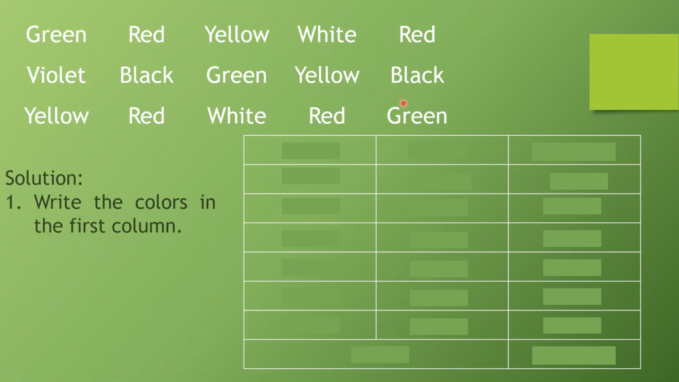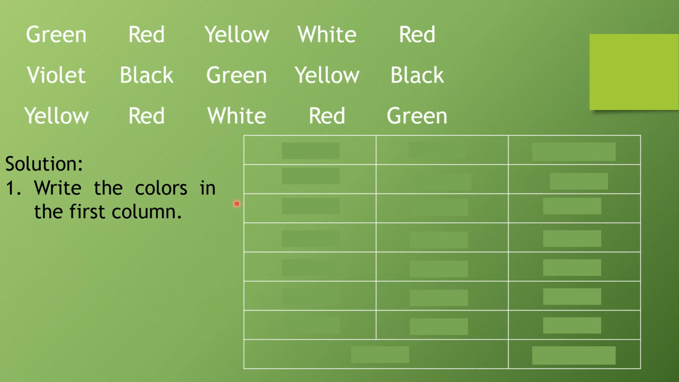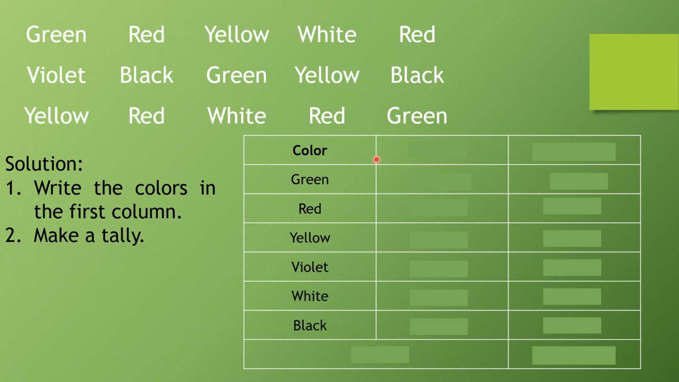So step 1, we need to write the colors in the first column. So we have here the colors green, red, yellow, violet, white, and black. Step 2, make a tally. So the tally is on the second column. We have here the green, we have 3. The next one, the red, we have 4.